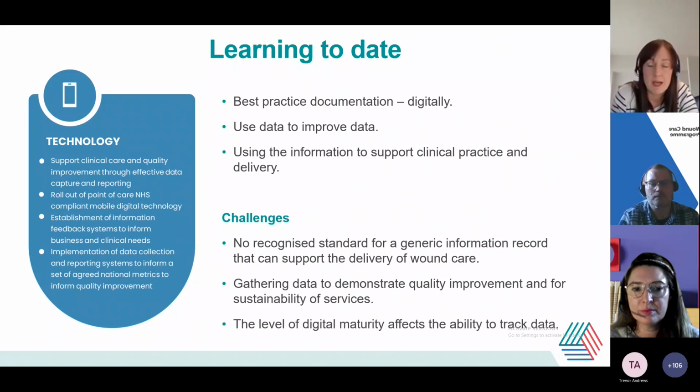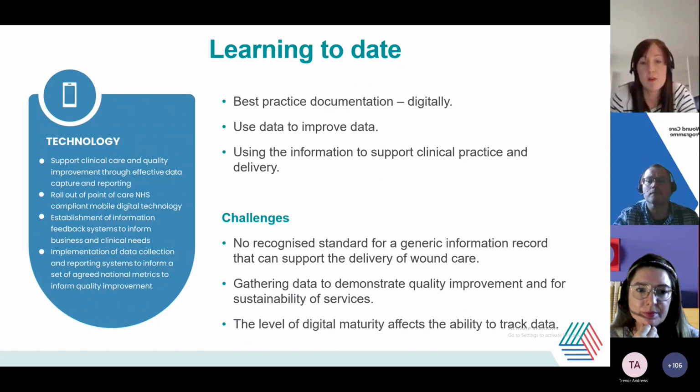We know that improving data capture and quality and effective information sharing between services is key to improving care. Because if we can't measure what we're doing, we can't see where there's unwarranted variation and help and support clinical practice and delivery. However, there's no recognised standard at the moment for a generic information record that can support the delivery of wound care, recording wound care data and information in the same way across services. So we all do it a little bit differently.